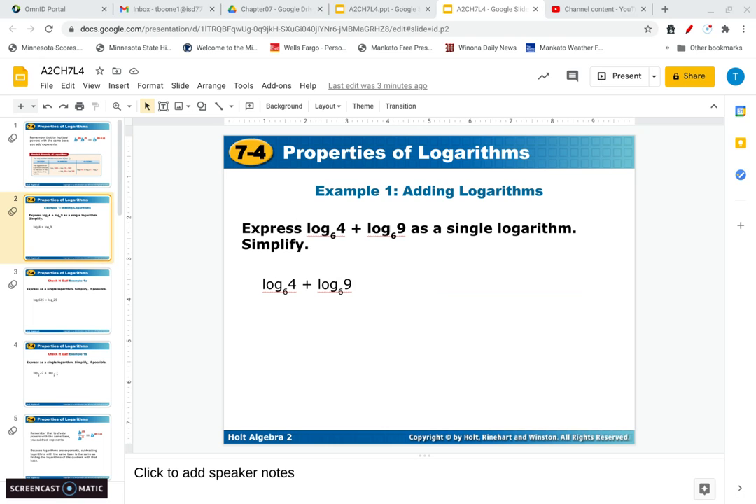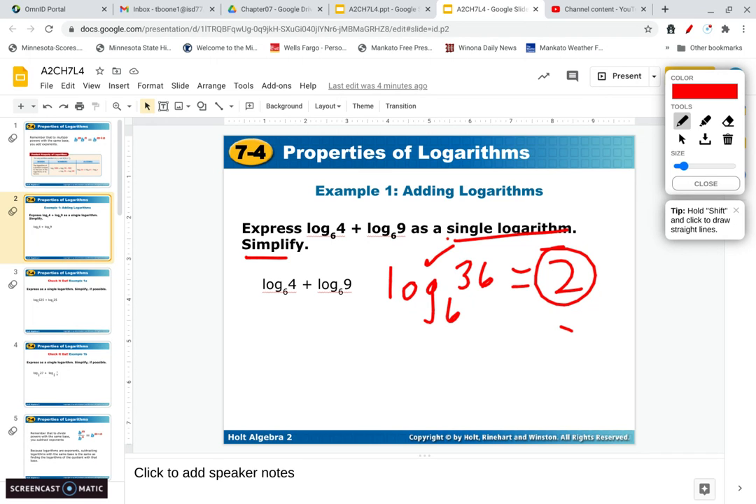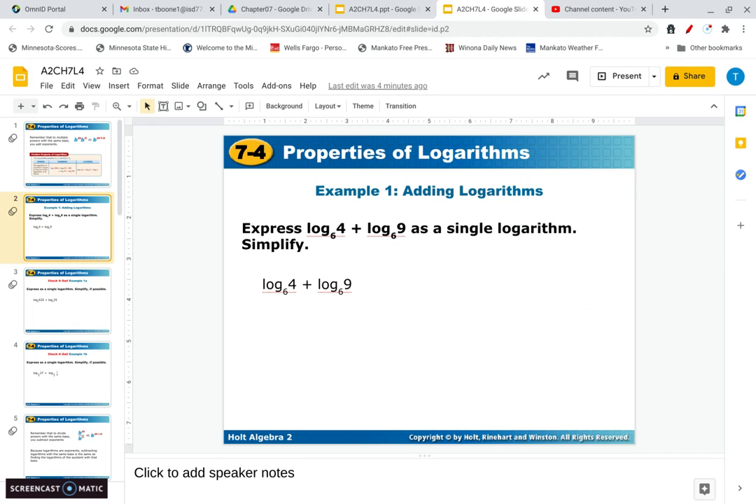So here we go. Let's see what happens when we do this. So we do have the same base. So what we can do is write it as a singular log. We can just say log base 6. Multiply the 4 times the 9, that's 36. Well, then we think 6 to what power equals 36? Well, that's just got to be 2. Okay, so when it says express as a singular log, that's what we're doing right there. And then simplify, that's what we got for our final answer. All right, so make sure we do those.